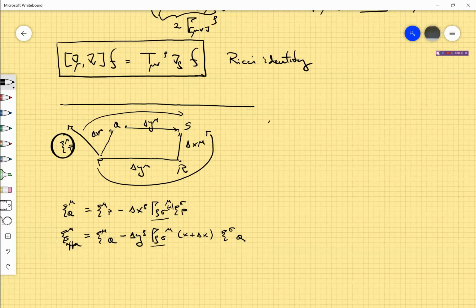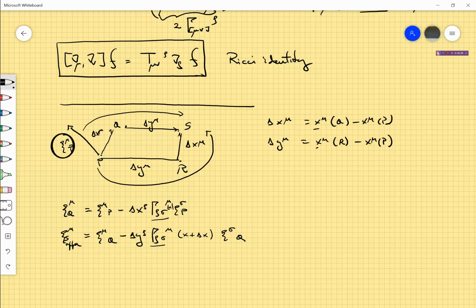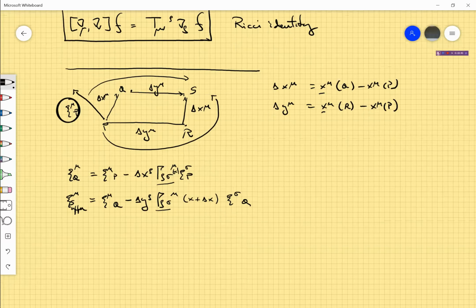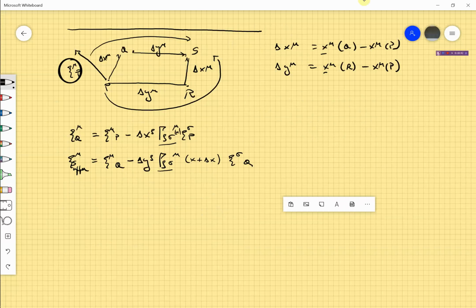And maybe I should write this. Delta x mu is x mu of Q minus x mu of P. Delta y mu is x mu of R minus x mu of P. Where these x mu's are the coordinates in our coordinate patch, and these differences I call delta x mu and delta y mu just because it is convenient.